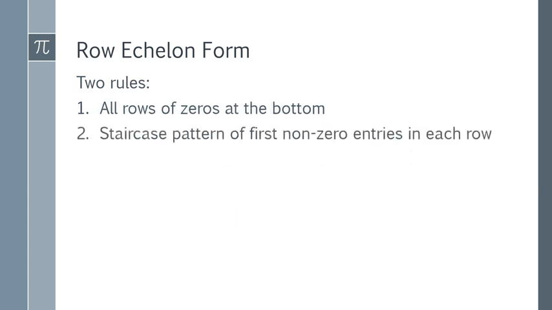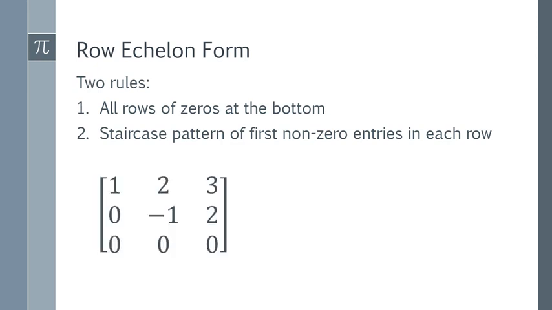The second rule is a little bit more complicated, and that is that you have a staircase pattern of the first non-zero entries in each row. And this makes sense when you actually draw it out. So we're going to look at this matrix on the left. This is in row echelon form. So we need to find the first non-zero entries in each row. So we look at the first row here. This is the first non-zero entry reading from the left to the right. Then this is the first non-zero entry, again reading in this direction. Some arrows, and you can see that this looks like a staircase.